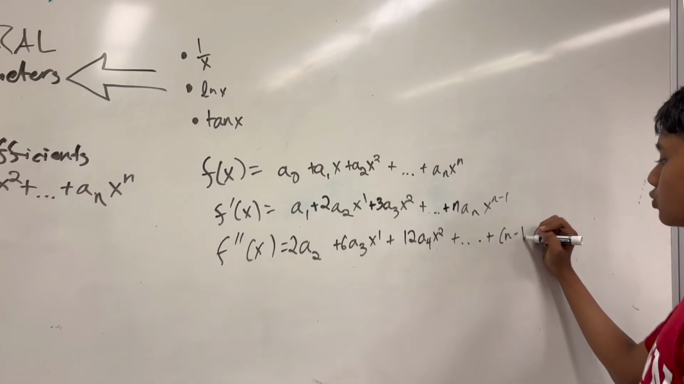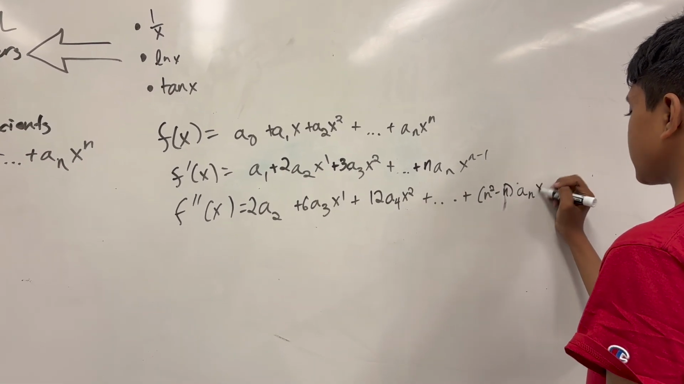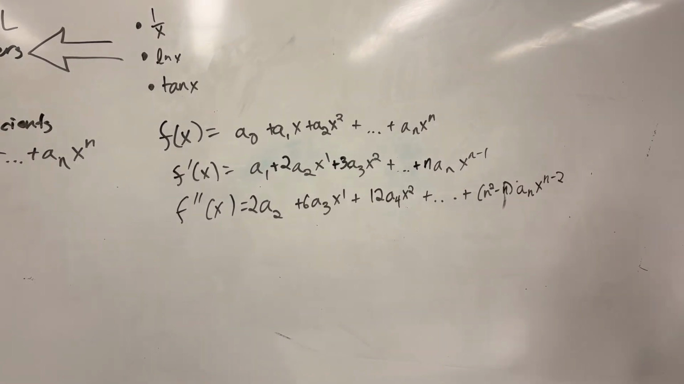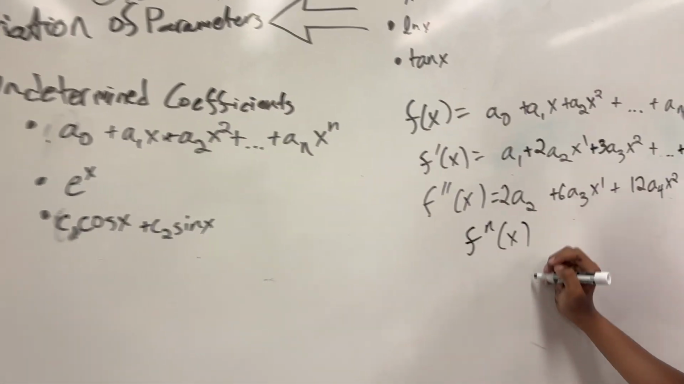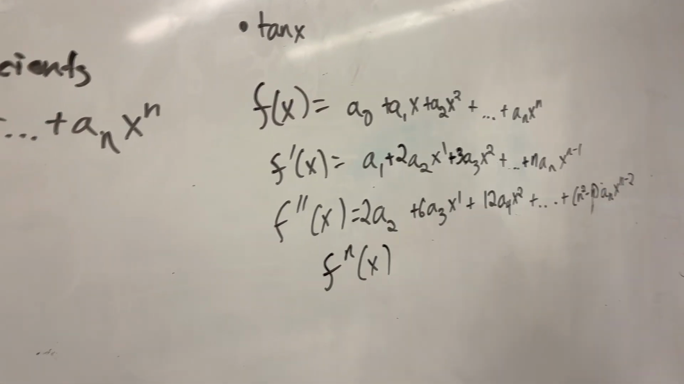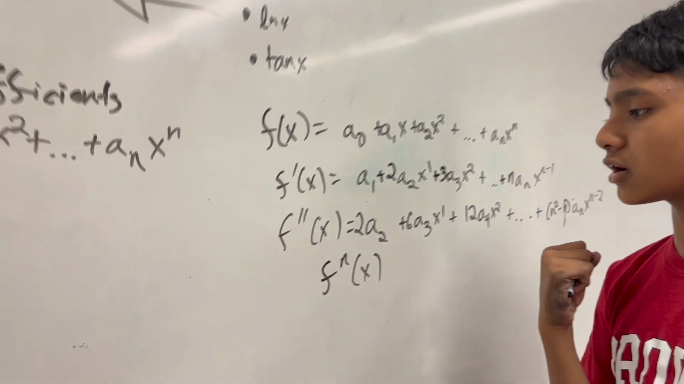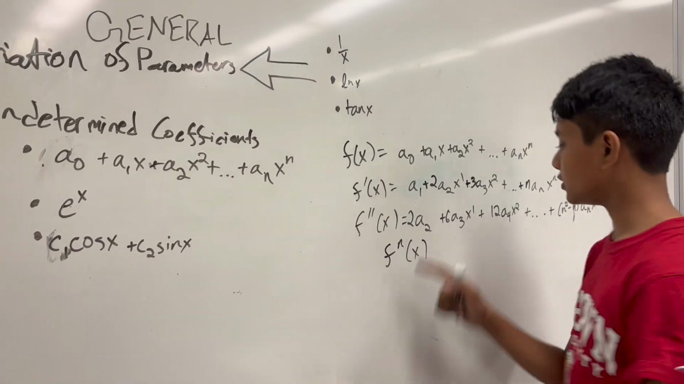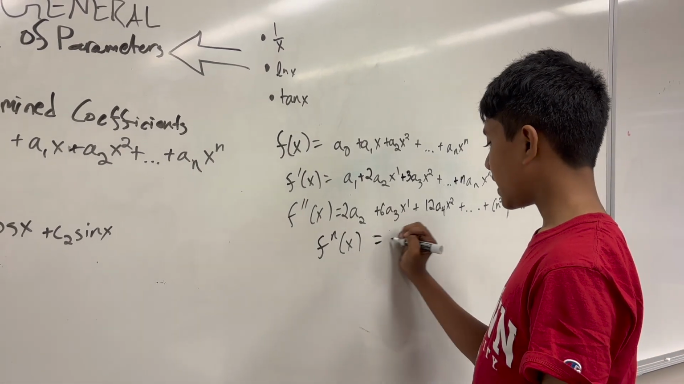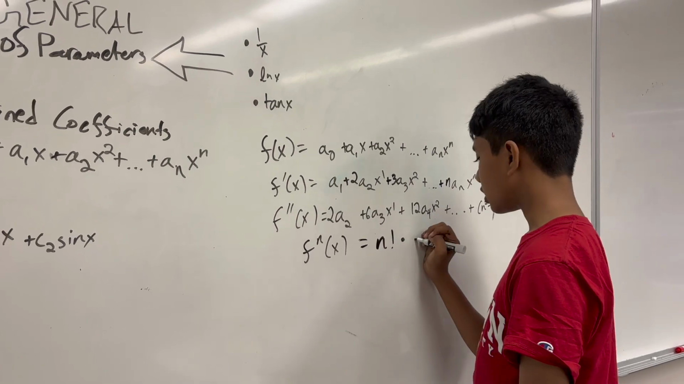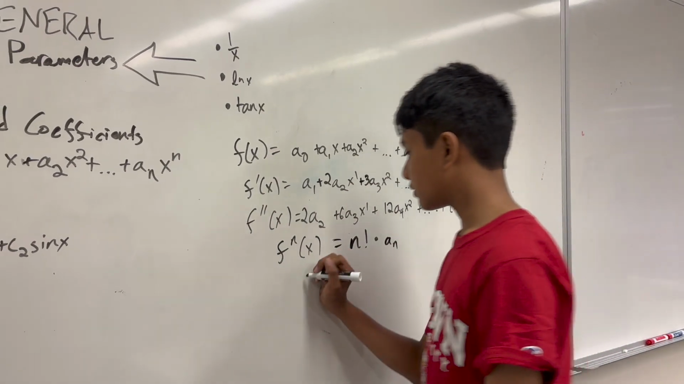n minus 1 times n, or rather n squared minus n, an x to the n minus 2. And this keeps going on and on and on until at some point, once you've taken n derivatives, well, let's think about it. When we took 0 derivatives, a0 was the constant term. When we took 1 derivative, a1 was our constant term. When we took 2 derivatives, a2 was our constant term. So when we take n derivatives, of course, an is going to be our constant term. And then what happens once we take the derivative of a constant?